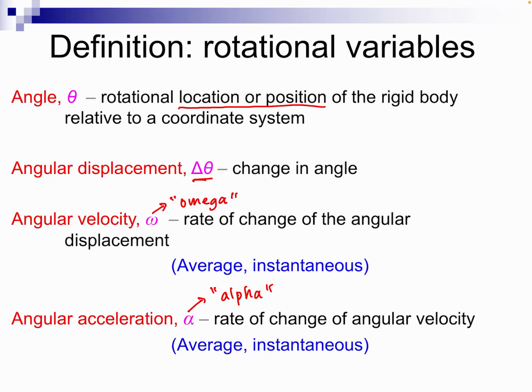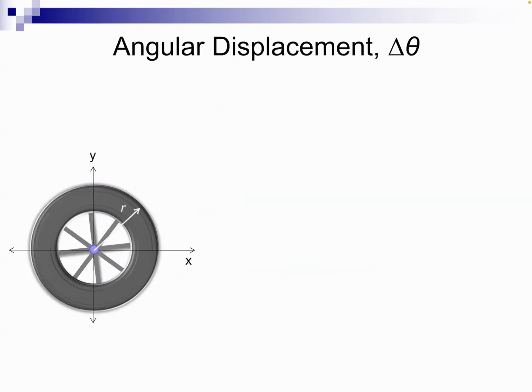Right. Okay, so having laid out all these terms, we are now in a good position to talk about each of them. Let's start with the angular displacement, delta theta. So how do we define angular displacement delta theta? Let's consider this object that's rotating. It has a radius r relative to the fixed axis of rotation, right?